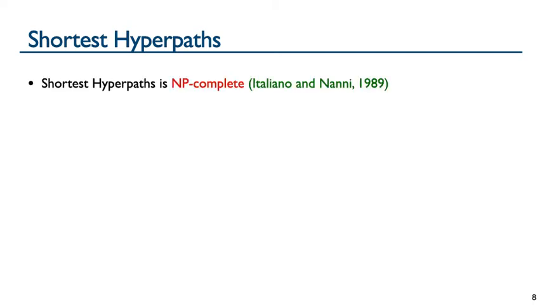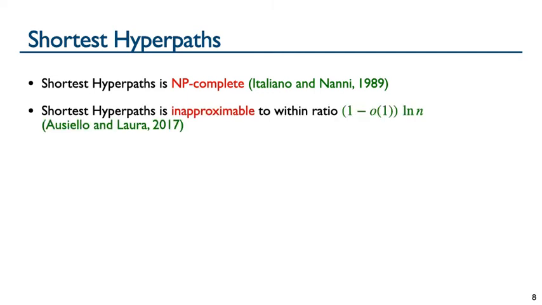Shortest hyperpaths is NP-complete, even for acyclic hypergraphs where all hyperedges have singleton head sets. The NP-completeness proof is from set cover and is approximation preserving, so shortest hyperpaths is similarly inapproximable to within a ratio of 1 minus little o of 1, ln of n.